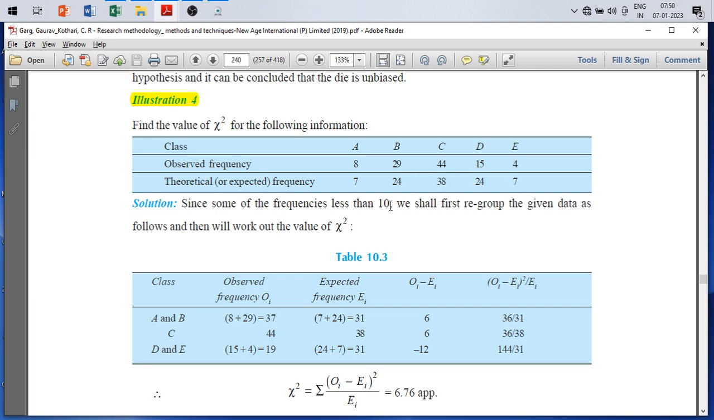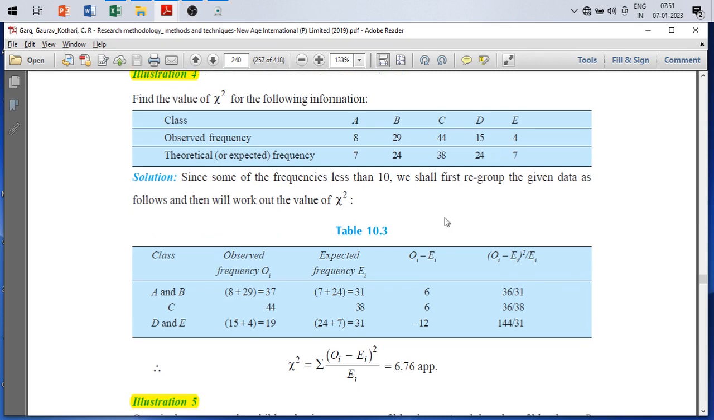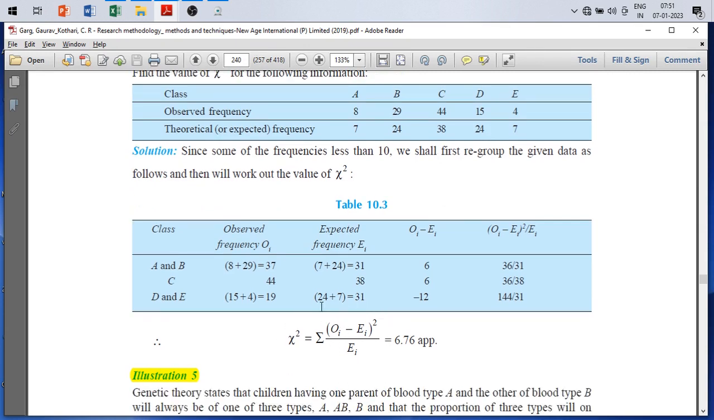But here one thing we have to note is that some of the frequencies are less than 10. If you look here, the frequency is 8, and the frequency here is 4. Whenever the frequency is less than 5, or even if it is less than 10, the formula we use for working out the chi-square, see this formula here, has an assumption of standard normal distribution, and that assumption is not valid if the frequencies are very low, say less than 10.